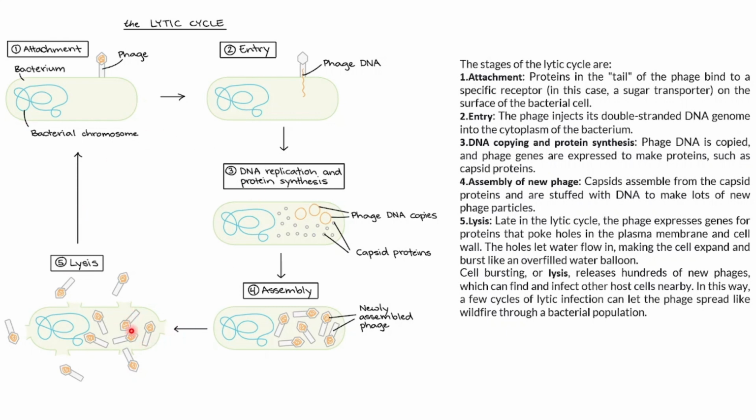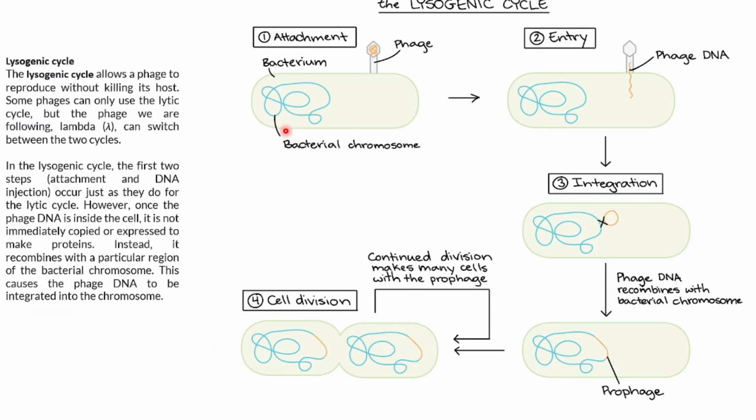So these are the stages of the lytic cycle. Then moving on to the lysogenic cycle. So the lysogenic cycle doesn't burst the cell, it basically allows the phage to reproduce without killing its host. Kind of like a parasitic interaction.